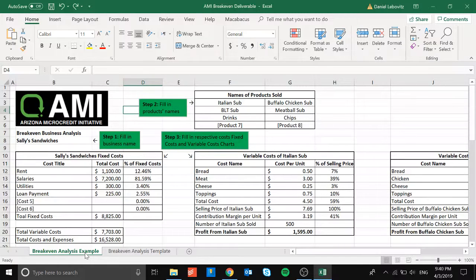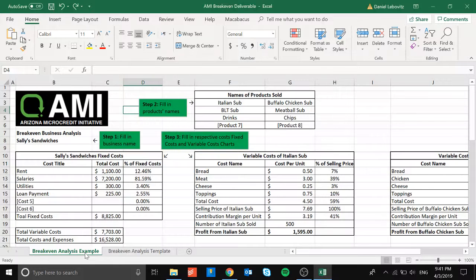So what is a break-even analysis? A break-even analysis takes a company or organization's total costs and shows you how much revenue you must make in a specific time period to cover those costs. That gives you your zero profit and zero loss point.